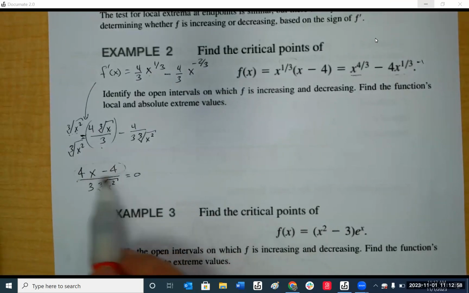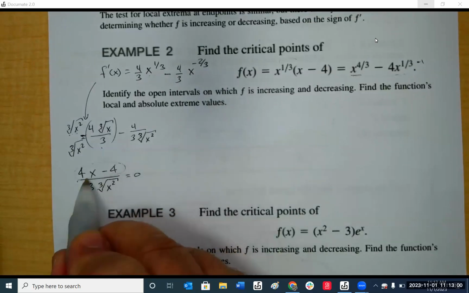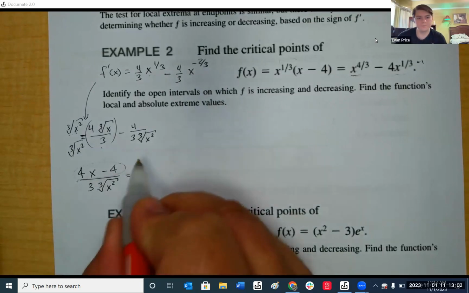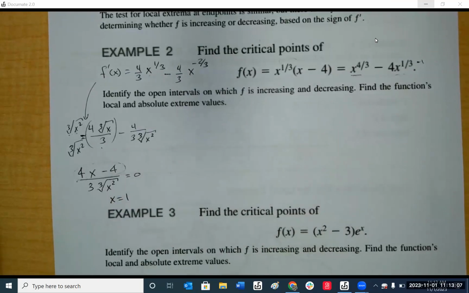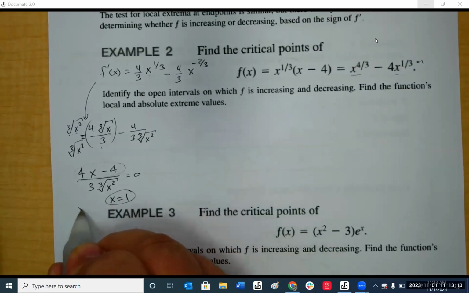So the only way this could be 0, we set that equal to 0. It's 4x minus 4, so x is 1. That's our 0, that's our critical value. And we also have another one: x cannot equal 0.